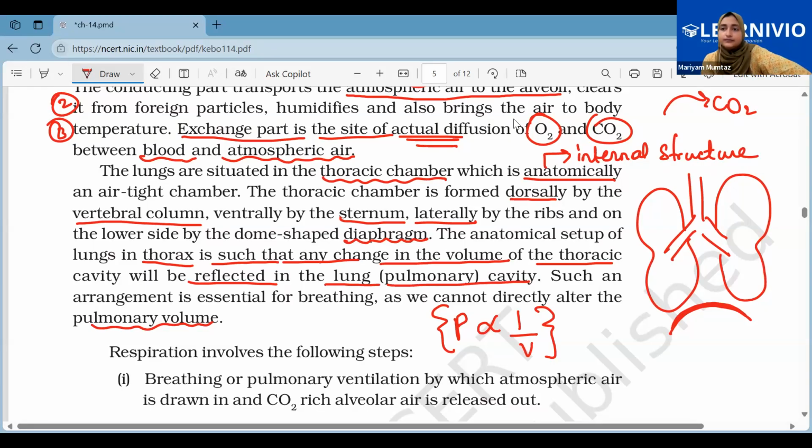Ma'am, is there a specific pulmonary volume in our body when we breathe? There are specific volumes. You will be studying it. There are different volumes and their combinations also. So when the thoracic cavity increases, the pulmonary cavity will also increase. Clear? This much is clear?